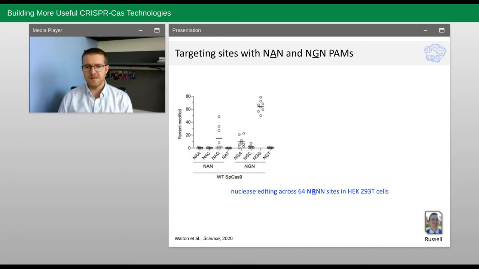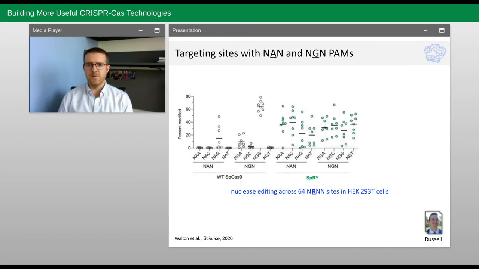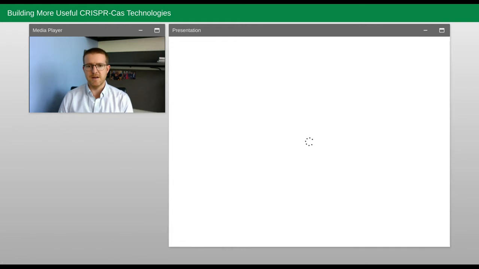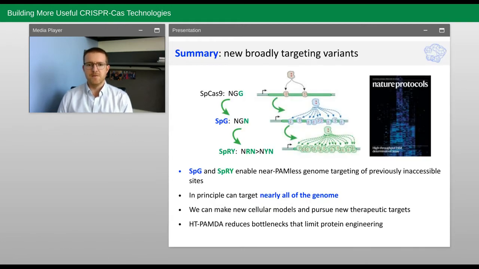So in human cells, what that looks like now is we have this one enzyme that can access essentially all of these PAMs or target sites that wild type Cas9 was ineffective at editing before, meaning that we have this one enzyme now that can edit the vast majority of the genome. And this approach was largely enabled by having the scalable assays that allow us to do the engineering. So this work is published. I encourage you to check out the paper.